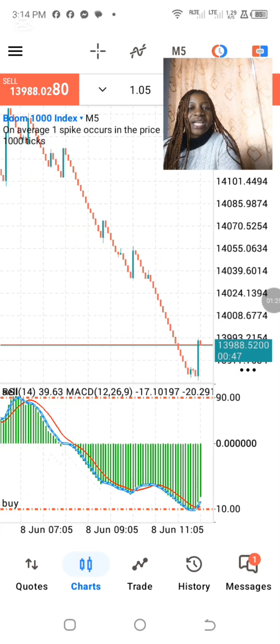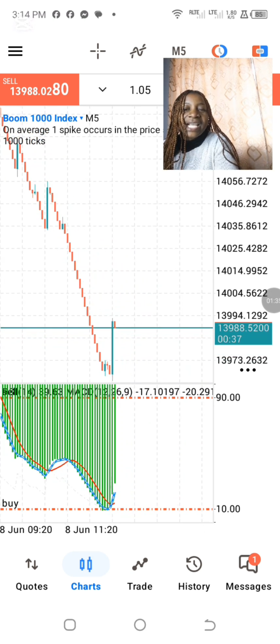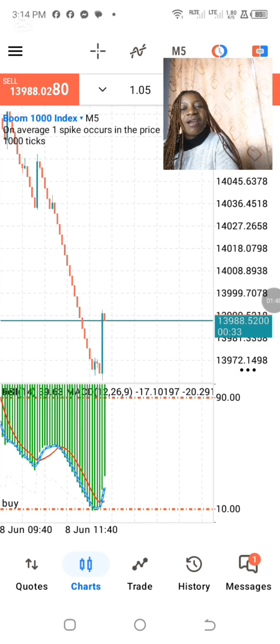Don't push your chart to this far end, you won't see what will be happening, because we want to see how these indicators will be moving. So make sure you push your chart to the far left like this. That's the first thing you need to do. Push your chart to the far left so that you see how the indicators are moving.